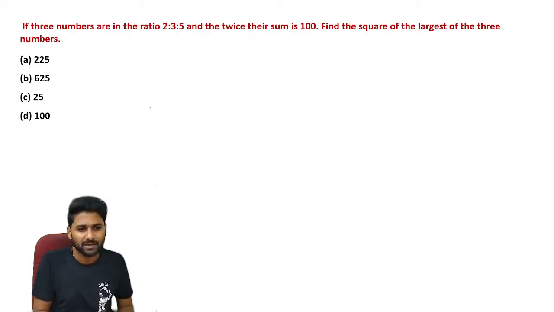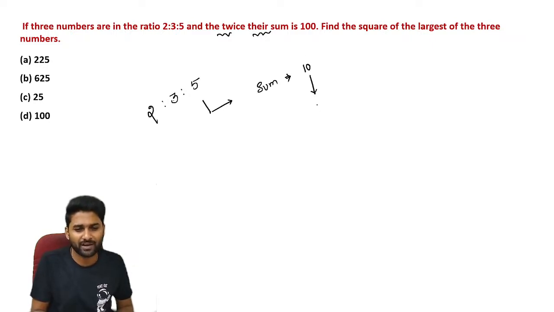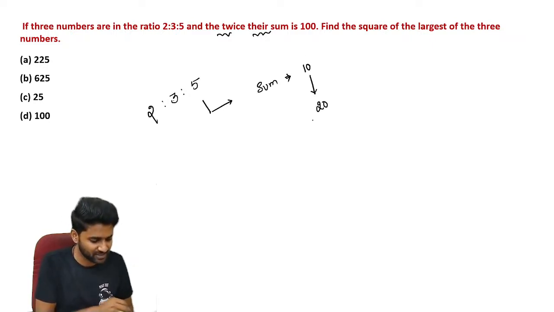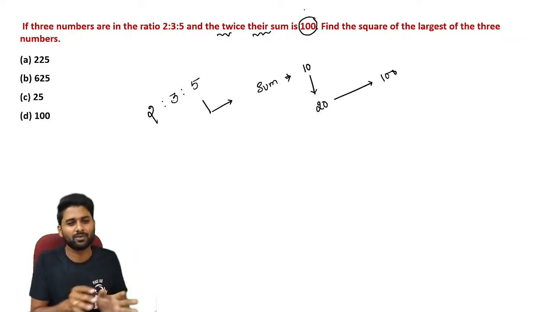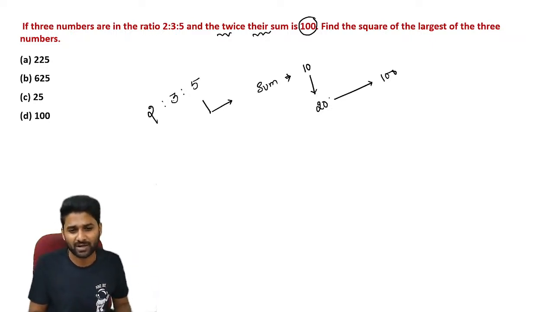Now see, here the numbers are in the ratio of 2 is to 3 is to 5. So 2 units, 3 units and 5 units. They clearly mention twice their sum. What is the sum of all the numbers? 2 plus 3 plus 5 is equal to 10. If you double it, then the value becomes 20. Now see, if 20 becomes 100, they clearly compare the data. Twice their sum is equal to 100. So each unit is equal to 5.